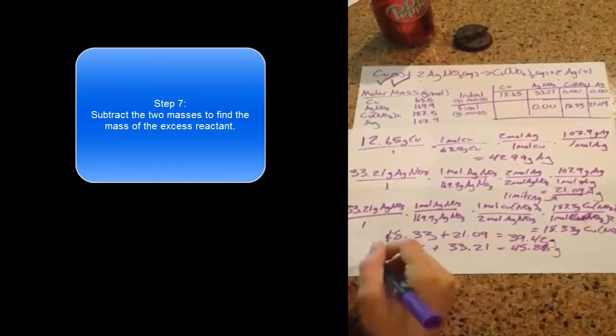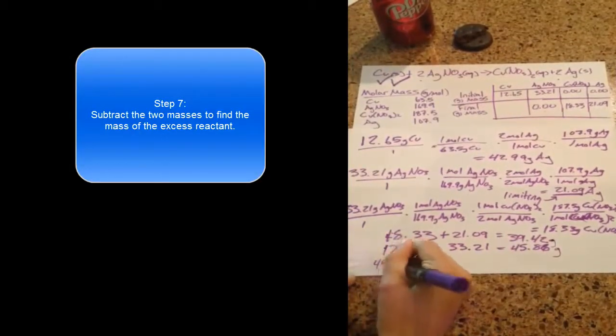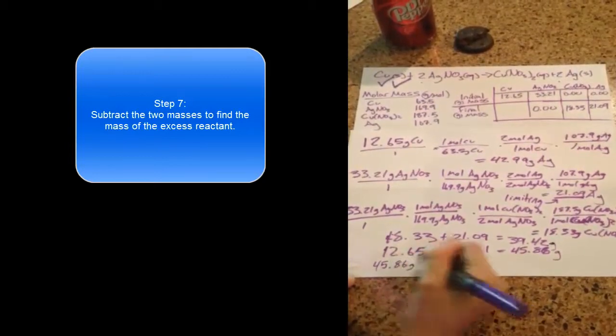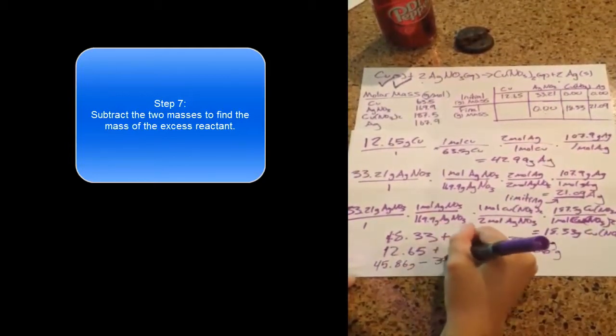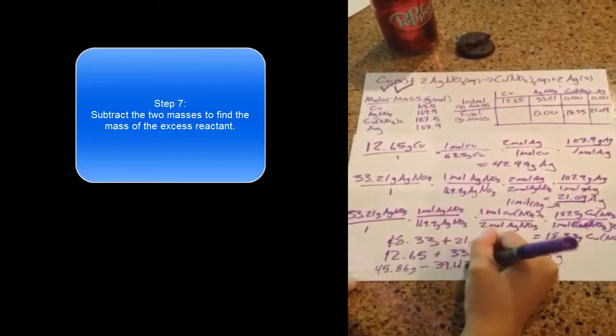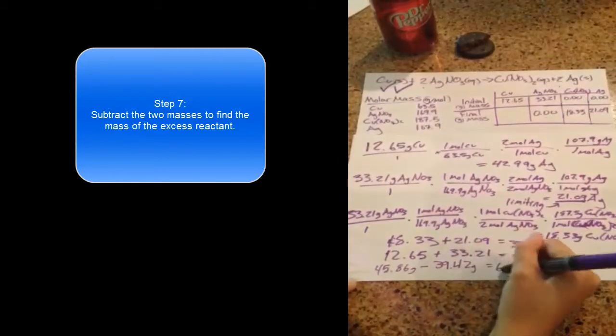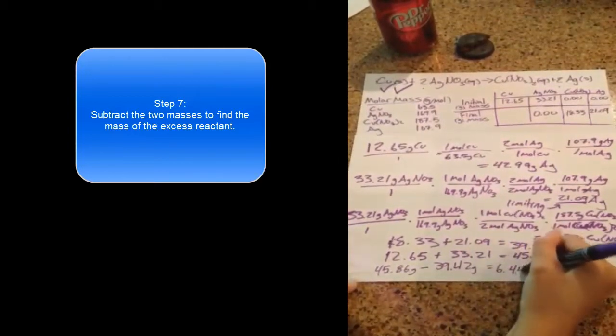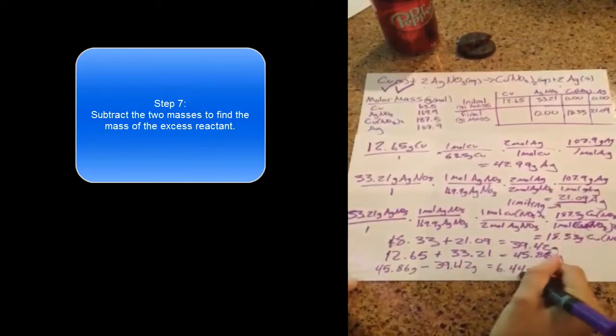As you can see, after subtracting the 39.42 grams from the 45.86 grams, you get 6.44 grams of copper, as shown here. After finding this, you found all necessary components in the problem.